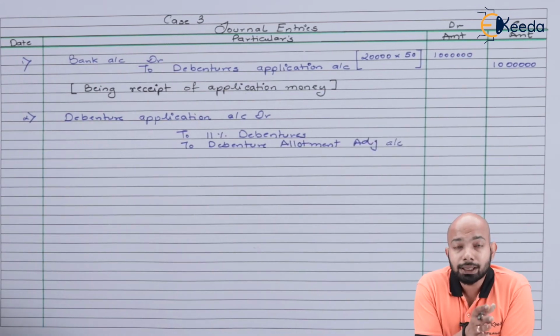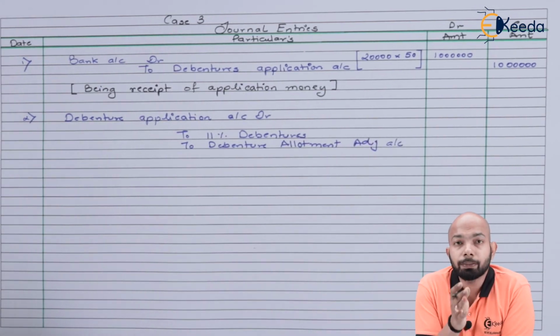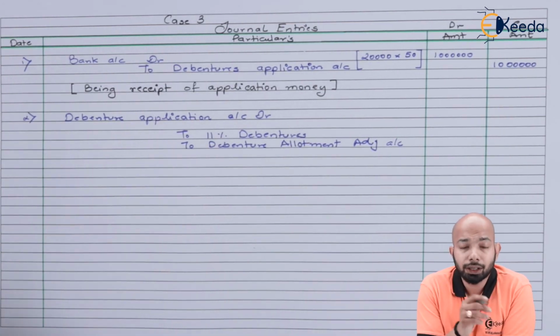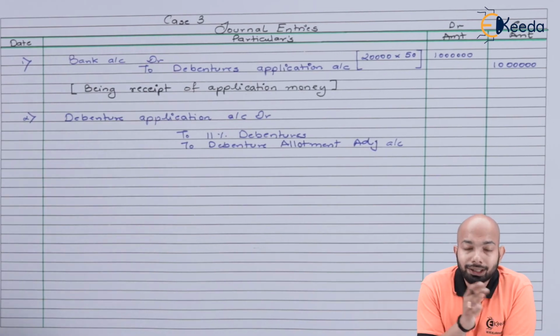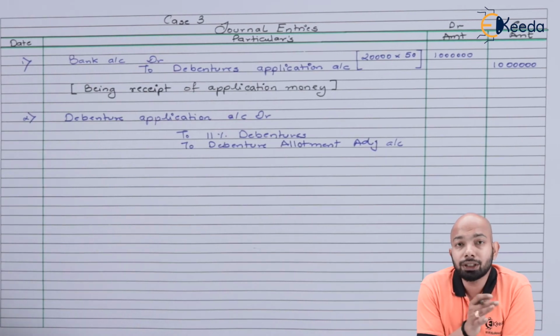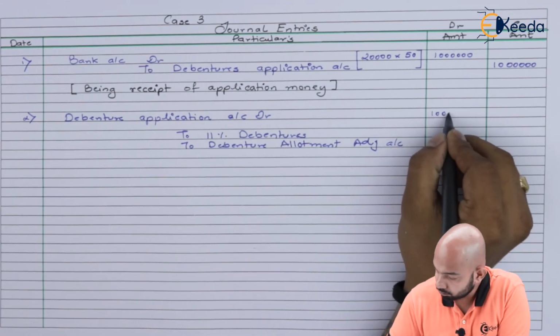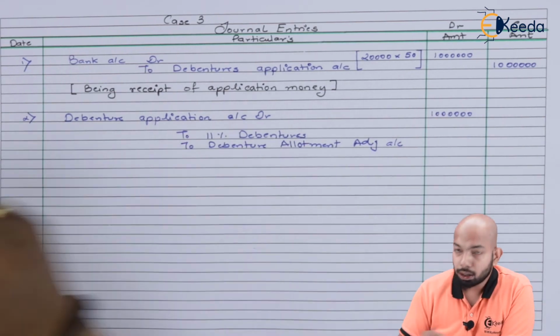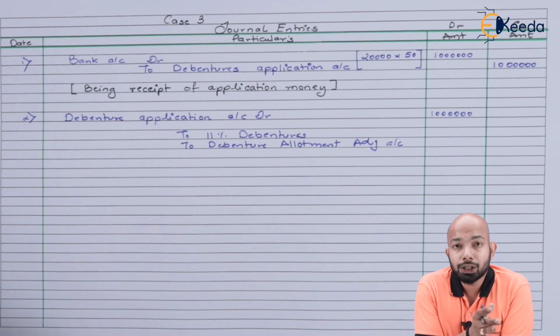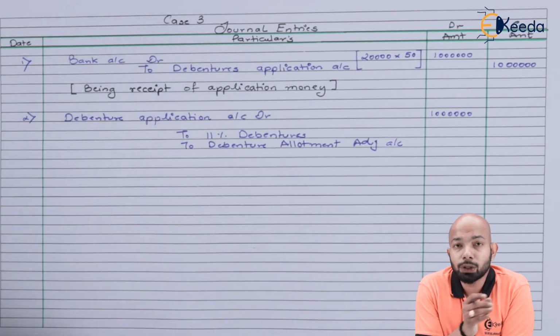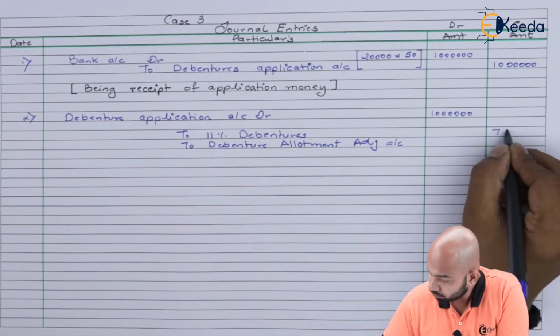So the entry that we have passed here is debenture application account debit to 11% debenture to debenture allotment adjustment account, which has been mentioned. Now let's figure out the total. Debenture application that we have received is for 10 lakh rupees. Out of that, debenture which will be only transferred to applications capital is 15,000 multiplied by 50. Only that much of amount will be transferred here.